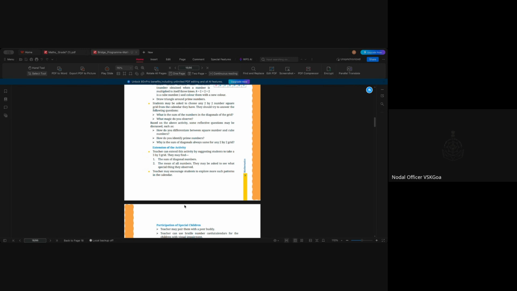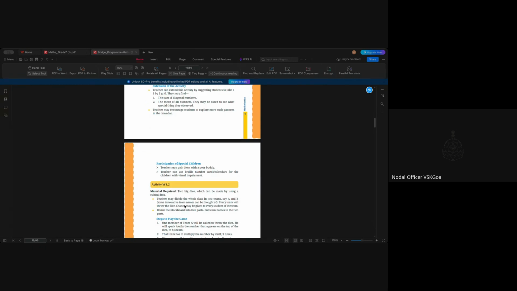Again, you can have it as a group activity, you can have it as an individual activity. It is the teacher's way, how skillfully she is handling this particular activity. Now, here some scope is given for special children also. If there is a special child in the class, how to deal with those students. Some things are mentioned over here. Please go through that.